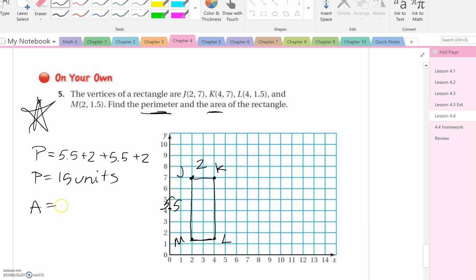Okay, then area is just going to be your base times your height here. So I have 5.5 times 2. So my area is going to be 5.5 times 2, and I have an area of 11 units squared.